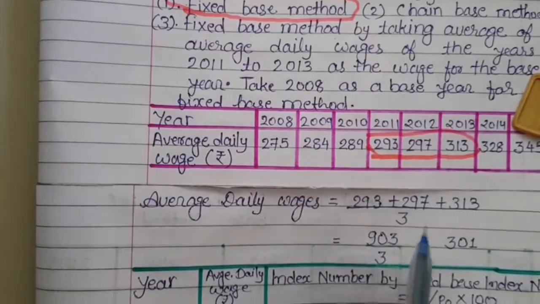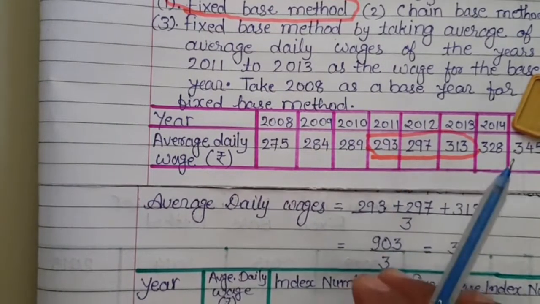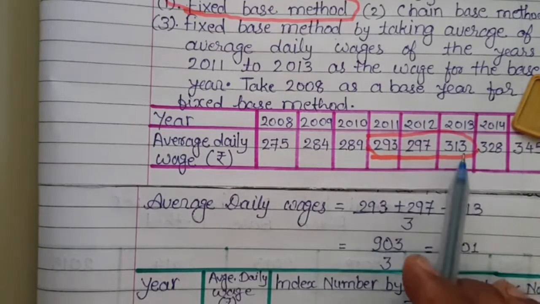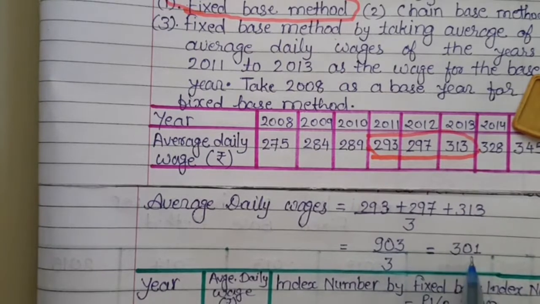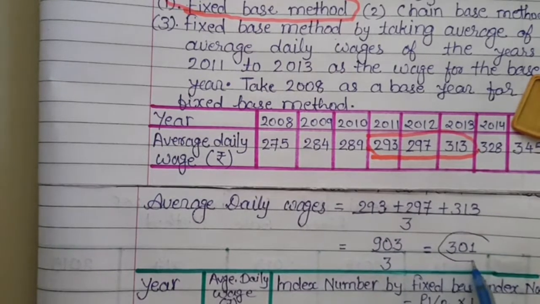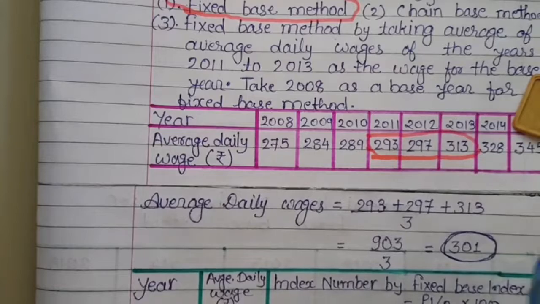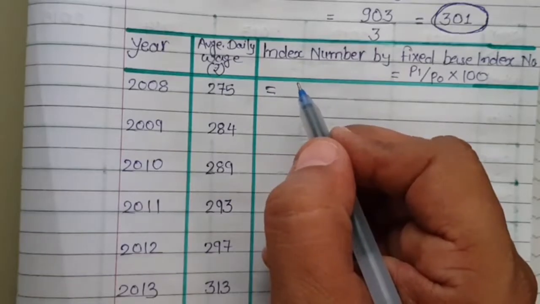Friends, you can see here I have taken the average. For average, we will add all these 3 numbers, 293 plus 297 plus 313, and divided by 3, I will get 301. So this is my base year price. Every year I will divide all these numbers with 301.